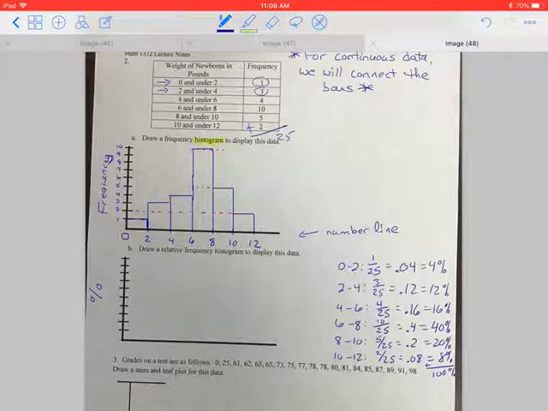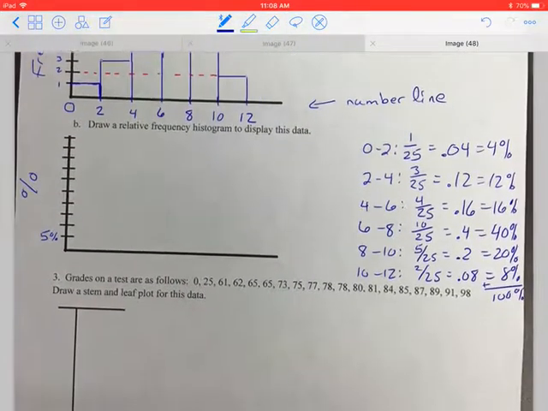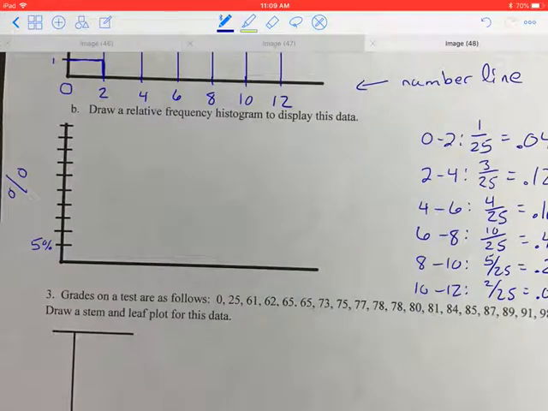So I have to figure out how to scale my percents. I think I'm going to go up by 5%. So I'm going to make this first spot 5%. Let me zoom back in on this one. All right, and then this is going to be 10%, 15%, 20%. And my biggest percent was 40, so I have to go up to at least 40.